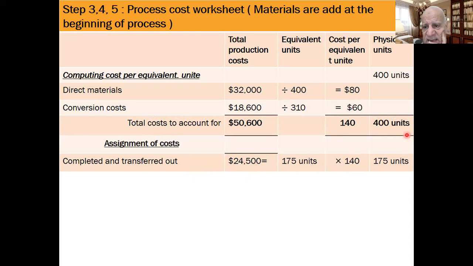And as you notice, as for the fourth column, which is summarizing the physical units, we begin by the input of physical units, which were 400 units, and then we are summarizing the flow, which these 400 units, 150 and 75 of these units were completed, and then we will also write the other part of these units, which are uncompleted units.